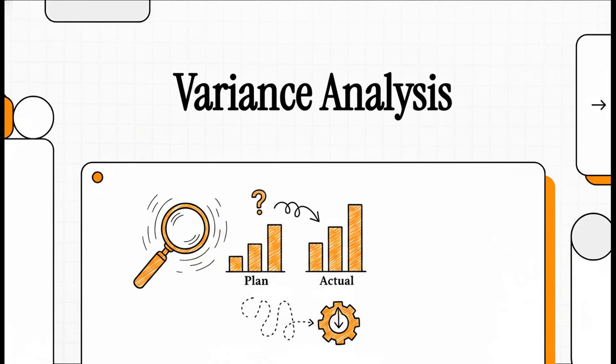Welcome to today's Explainer. We're diving headfirst into what is essentially a financial detective story. We're going to uncover the absolute truth behind business performance using the incredibly powerful tool of variance analysis. If you've ever looked at a company's budget and thought, wait, why do the final numbers look totally different from the plan? Well, you are in exactly the right place. We are going to unpack exactly how managers trace those discrepancies right back to their source.